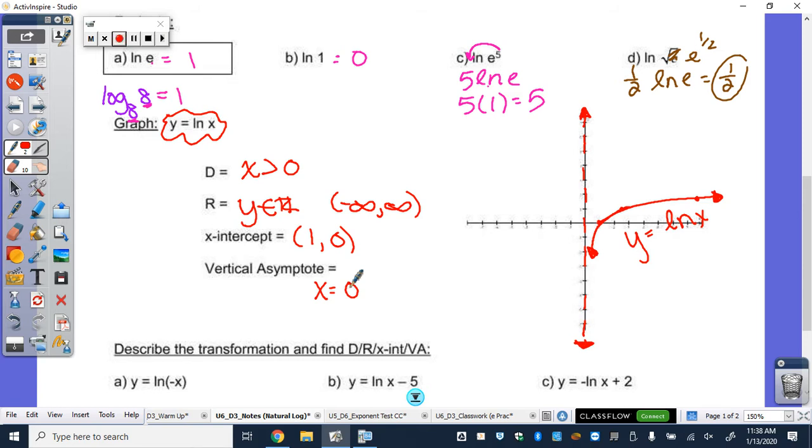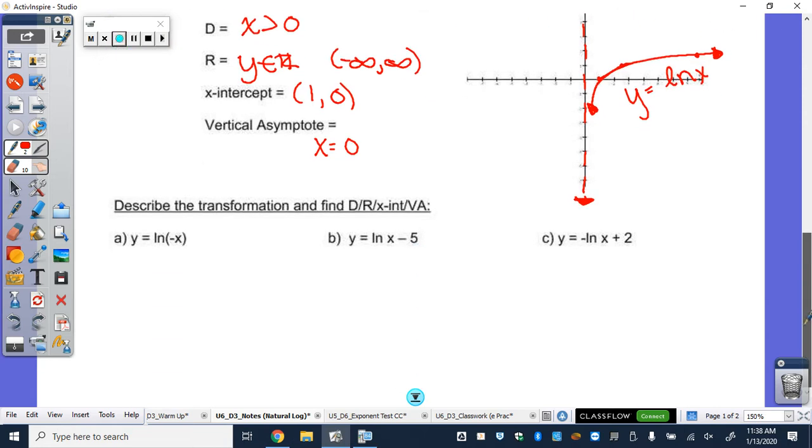So just like our log graphs, we can still transform these ones around. It's going to change some of our key features there. So if we look at this first one here, letter A, y equals the ln of negative x. What is our transformation? If I put that negative in front of x, reflect over the y. So go ahead, type that into your calculator. Let's look at the graph quickly. Figure out the domain, range, x-intercept, and the vertical asymptote for ln of negative x.